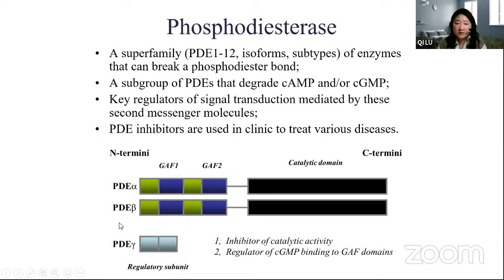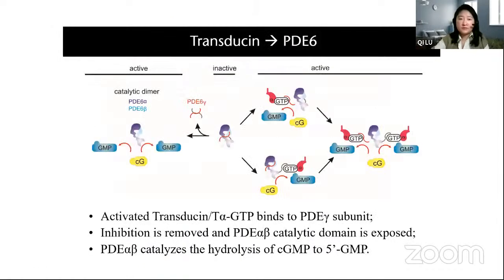For the PDE alpha and beta subunits, as we just discussed, each has the GAF domain and the catalytic domain. The cyclic GMP is bound by the GAF domain, then the enzyme hydrolyzes it at the catalytic domain. The gamma subunit is a regulatory subunit. So generally, functionally, this PDE6 will hydrolyze the cyclic GMP to GMP. And if the gamma subunit is totally removed, it will be continuously activated and do the job of hydrolyzing cyclic GMP.